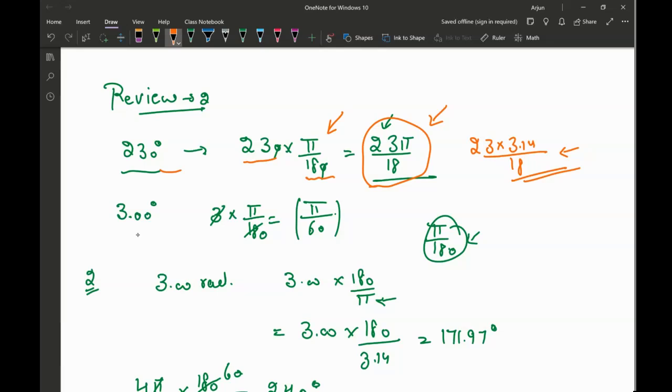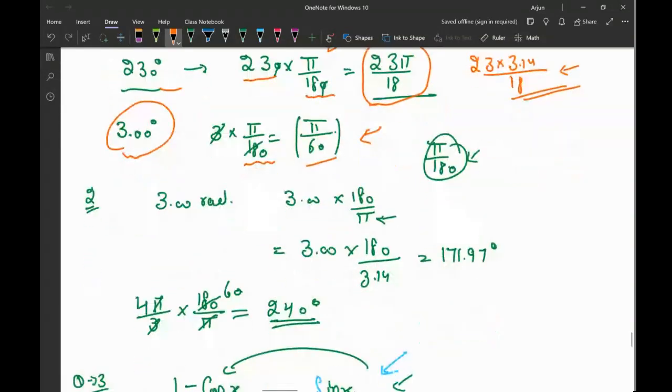Then the question number two, if I look into this one, 3 degrees, and what I did in this one is 3 multiplied by, again, pi over 180, and the final answer is pi over 60. Let's look into the next question.